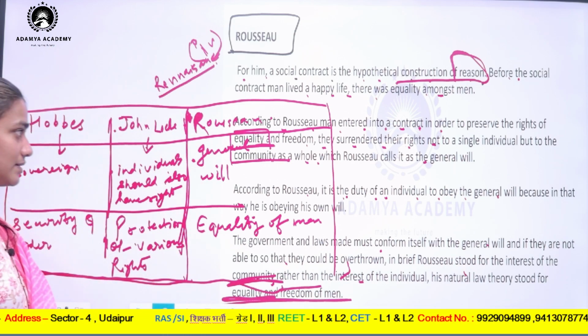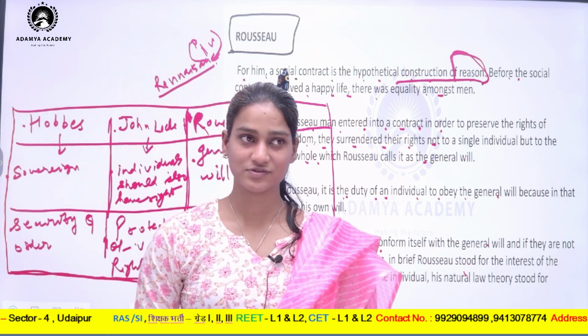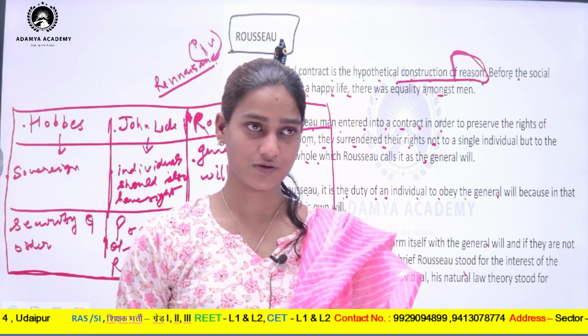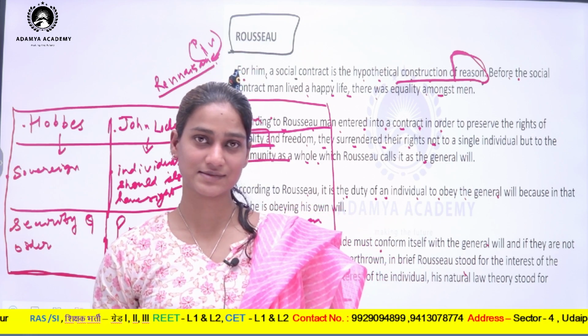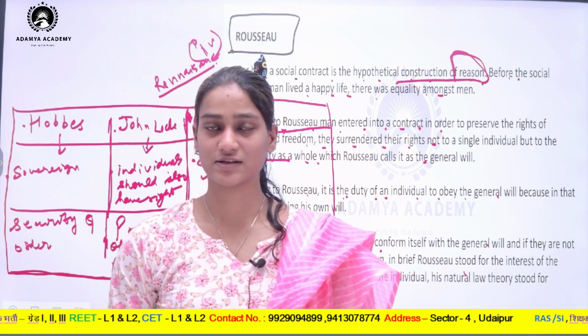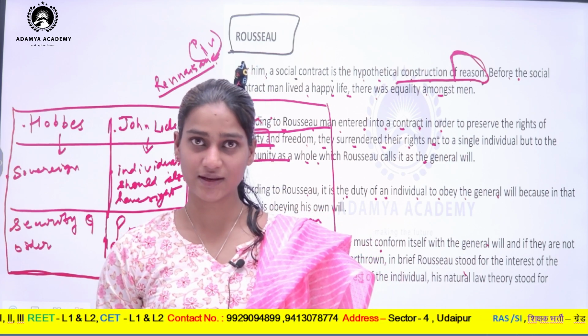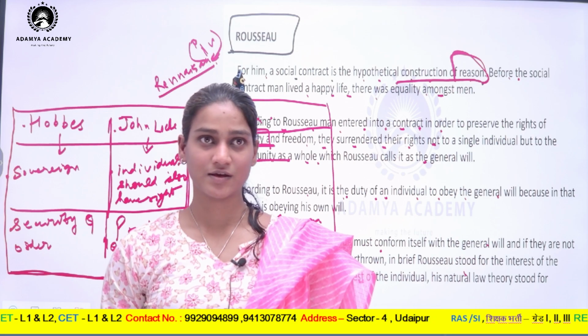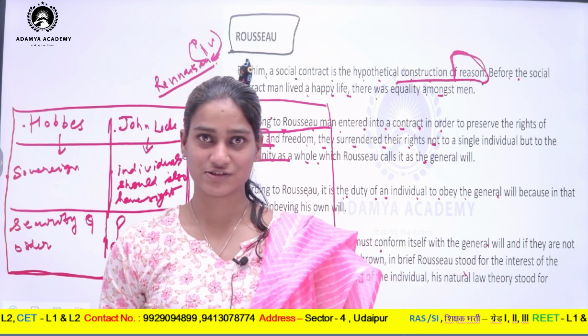So these are the various proponents which we have studied. We have studied the natural school of law, in which we have studied various important proponents in the different stages, starting from the ancient stage, then coming to the medieval stage, and then going to the Renaissance period. So this is how we have completed the natural school of law.